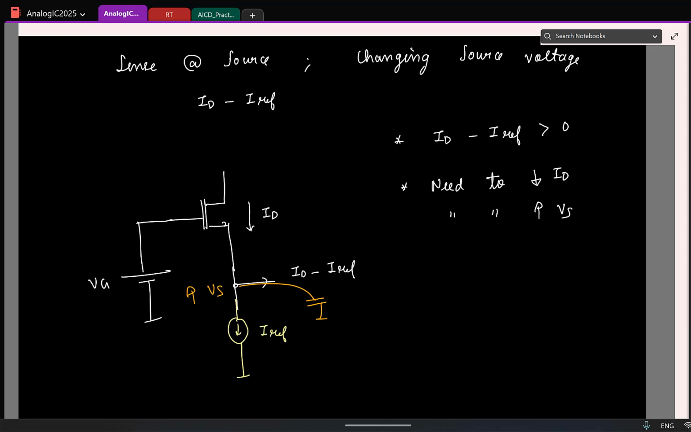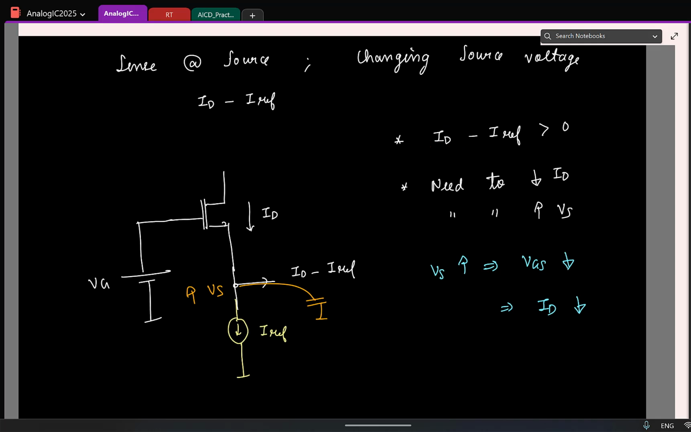Not clear? Now, do you understand till this point that we are taking the difference between the currents at the source? And if, let us say, this current is greater than 0, the difference current is going to flow to the parasitic capacitor. A positive current flows through a capacitor, so the voltage will start to increase. Is that clear? If this voltage increases, the source voltage of the transistor increases. If the source voltage increases, maybe I'll write it, source voltage increases. So what can you say about VGS? Decreases. Then what happens to the drain current? And that's exactly what you want.